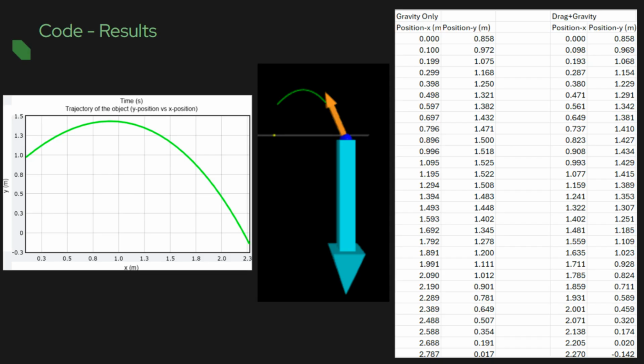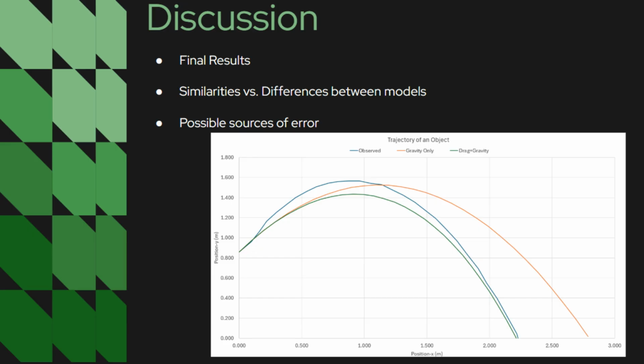Next, our results. On the left, you can see the trajectory of the object when it experiences drag and gravity. In the middle, you can see the visual representation of the ball with our gravity and drag arrows. And on the right shows us all the positions in x and y in both gravity and drag plus gravity. Moving on to our final results.